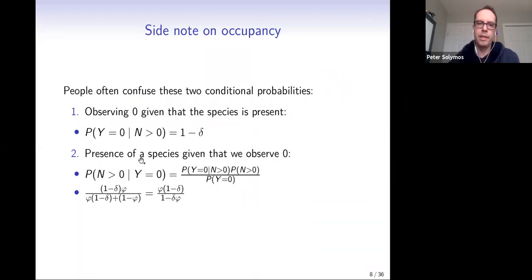So you can see here, the conditionals are switched. Y equals 0 given N is greater than 0, versus N is greater than 0 given that Y equals 0. And if you do the math, then you can see that these two probabilities are not the same. So it really depends on what you are asking. And this is a bit more difficult to calculate because this requires you to know the true occupancy as well, or at least have an idea about what that might be. Otherwise, it's really hard to answer this question.